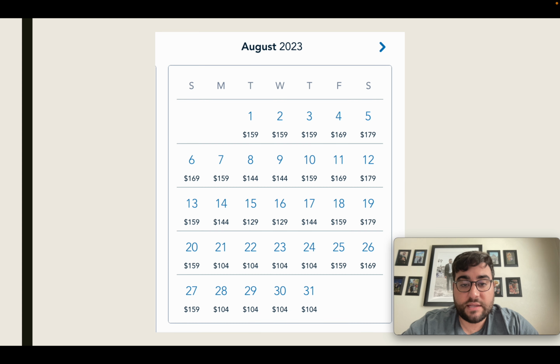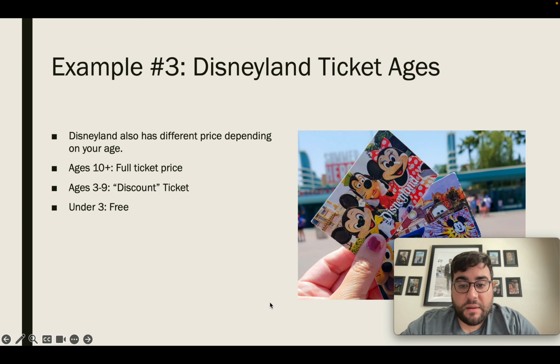Here's a screenshot of their website for a 1 day ticket for ages 10 and up in August. You can see that in the beginning of August, typically at the end of summer break, the prices are a little bit higher. You can also see that on weekends, Saturdays and Sundays, the prices are a little more expensive than during the week. The price dropped a lot during August, a $75 difference from August 5th to August 21st. This is probably related to when kids are going back to school.